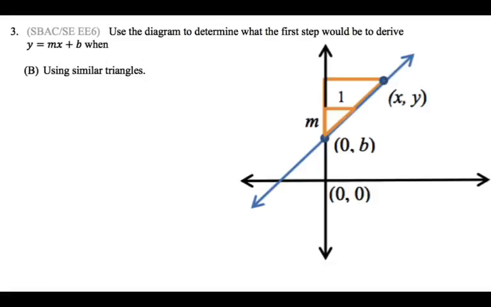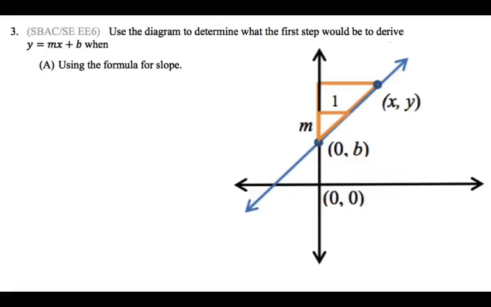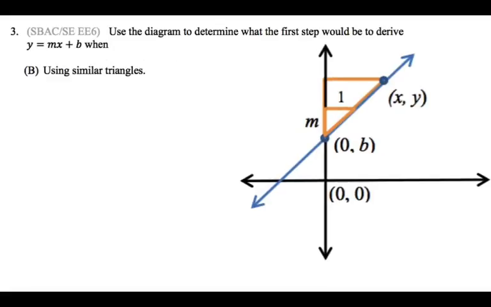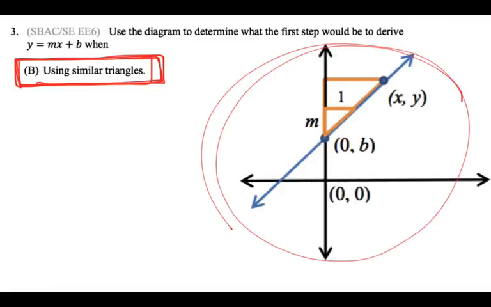Okay, next up, they want you to use similar triangles. Let's try this again. Sorry about that. Okay, so using similar triangles. What I want you to do now on your paper is draw a little line underneath the other one, or something to separate these. But I want you to write using similar triangles, and I want you to copy this down again.